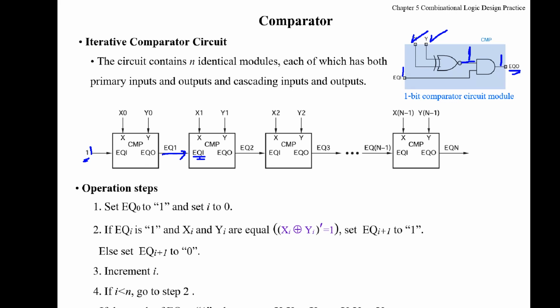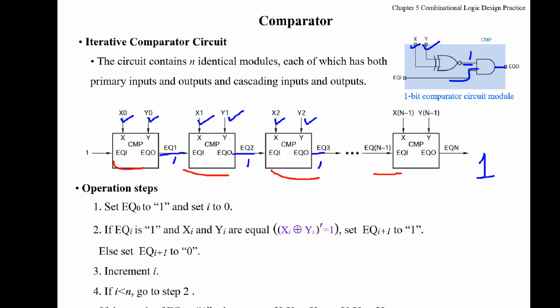Okay, and so on. That means, for example, if X0, Y0 are the same. It's 1, the same. You give 1 at here, right? So this equal out is 1. If X1, Y1 also the same, this output is 1, right? If X2, Y2 also the same, is 1, and so on. If the final result is 1, that means all bits are the same.